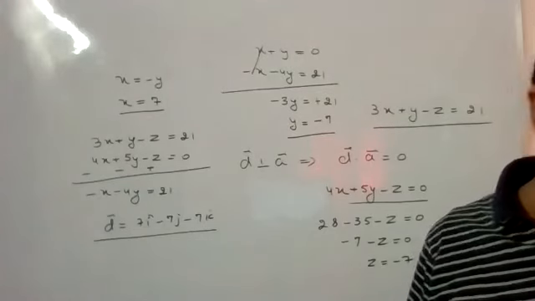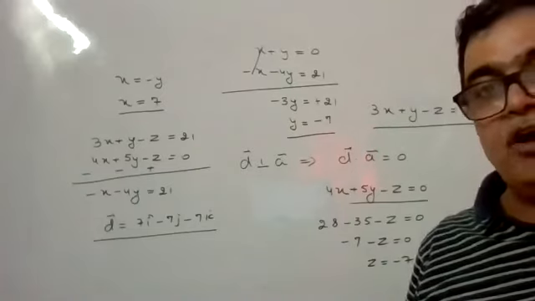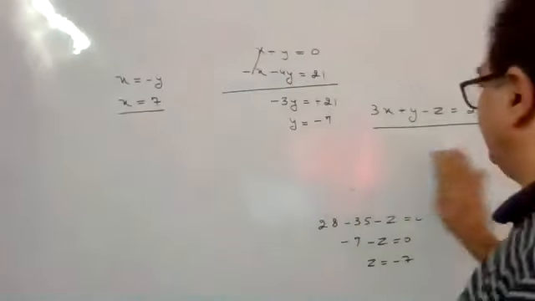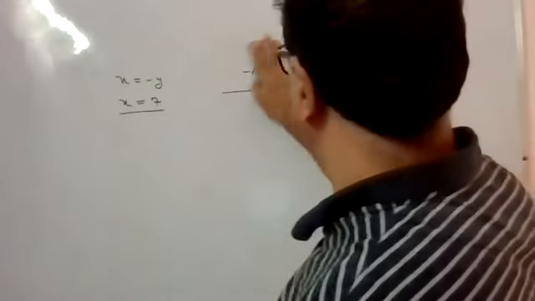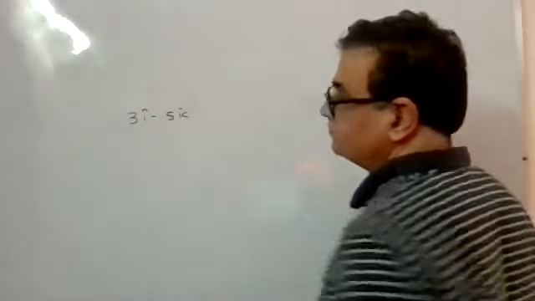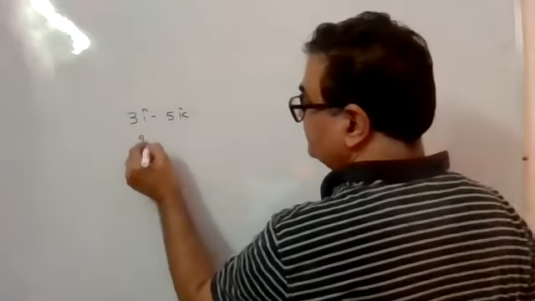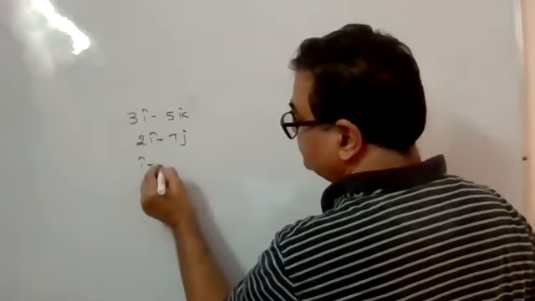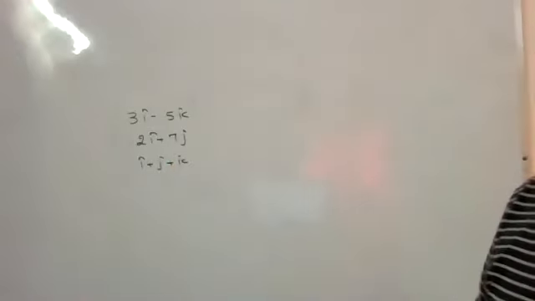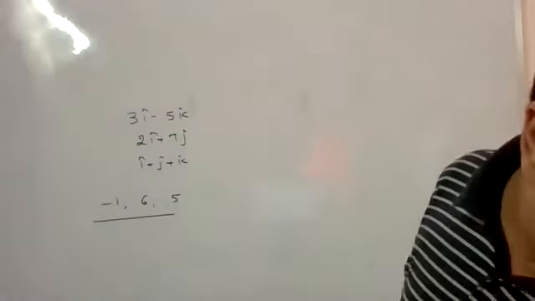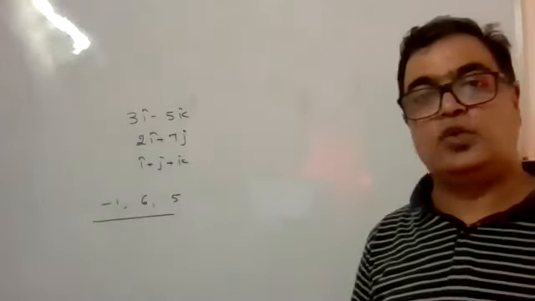One more question like this, write down please. Dot product of a vector with the vectors 3i minus 5k, 2i plus 7j, and i plus j plus k are respectively minus 1, 6 and 5. Then the question is, find what is that new vector.